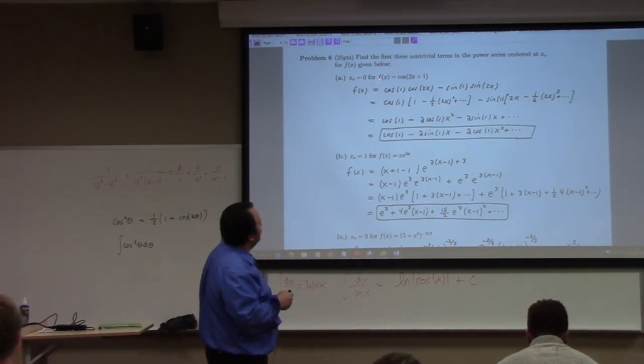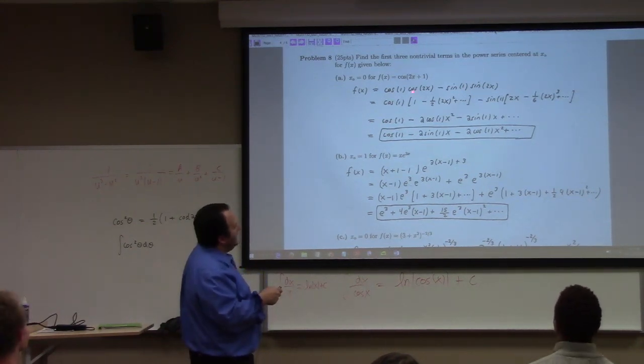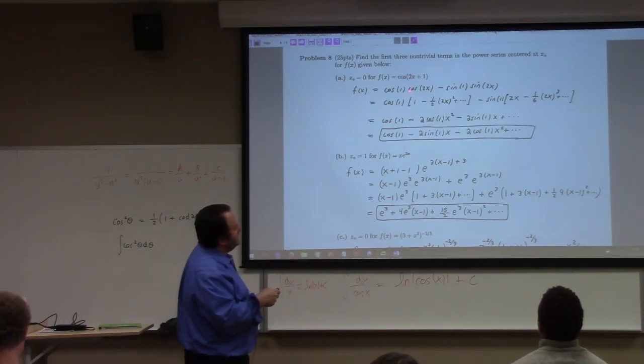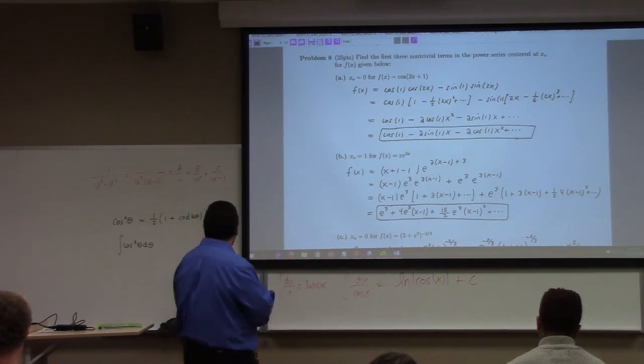Let's see here. And so cosine of 2x plus 1 is this, right? So you got to know your trigonometry. And once you have that, then we can use the known Maclaurin series for cosine, the known Maclaurin series for sine, we just do substitution of 2x into those, right? So you need to know.